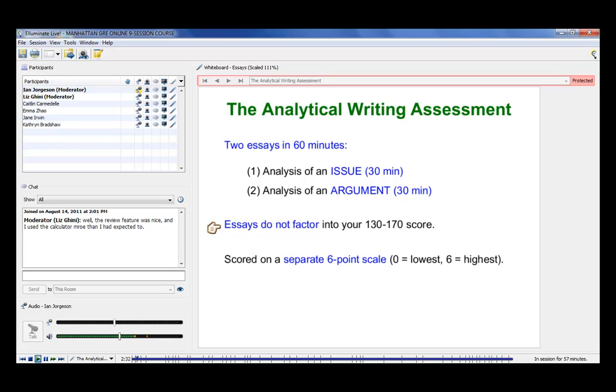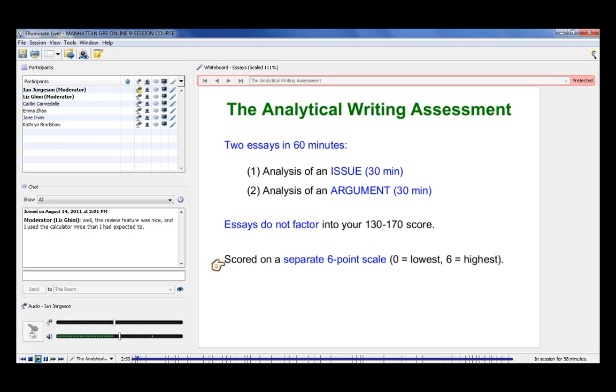You're going to get that math score and that verbal score, and that is what is most important to the schools that you're applying to. These scores right here, math and verbal. Instead, the essays are scored on a separate scale. It goes from a 0 to a 6.